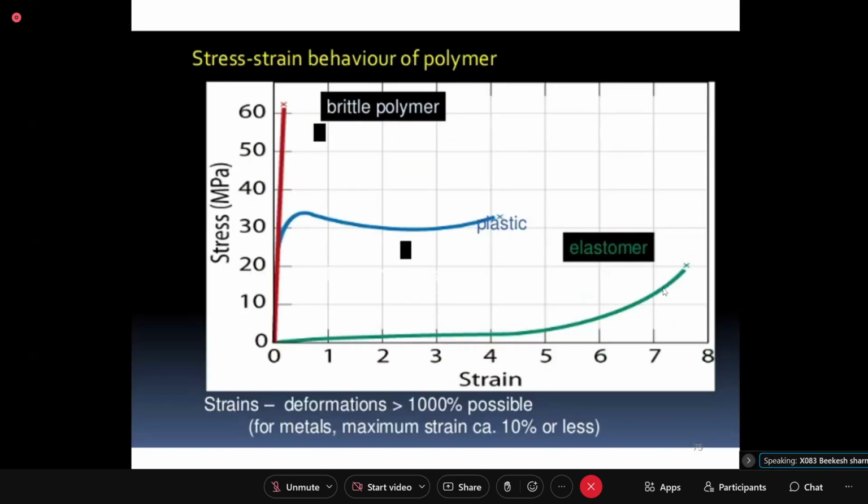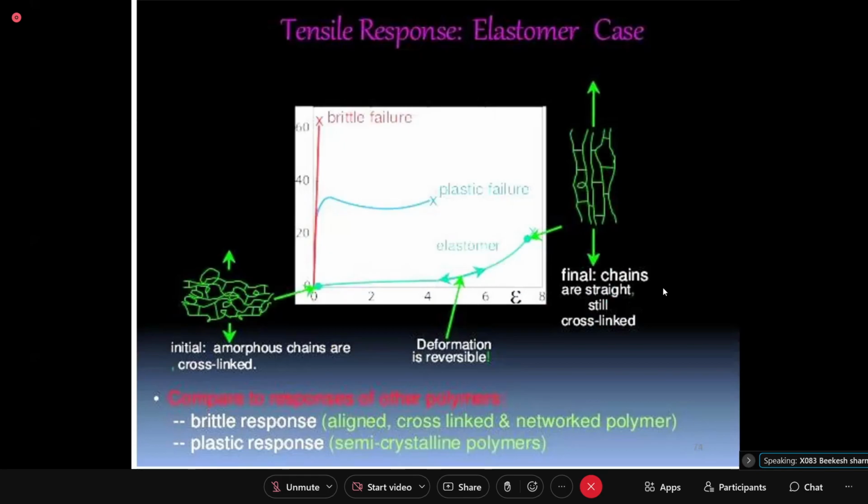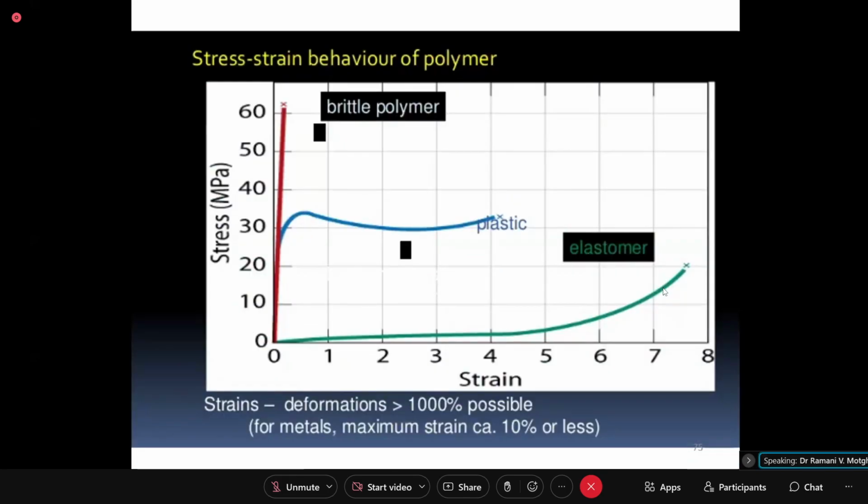Yeah, this is an important diagram that you can note it down.